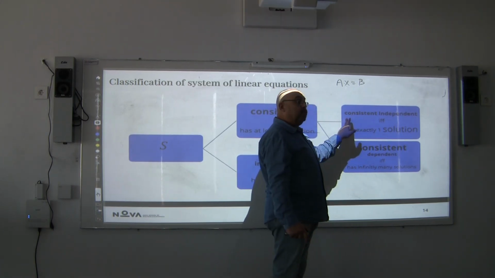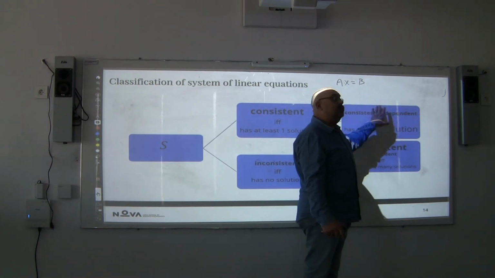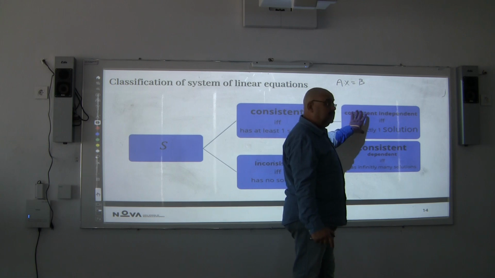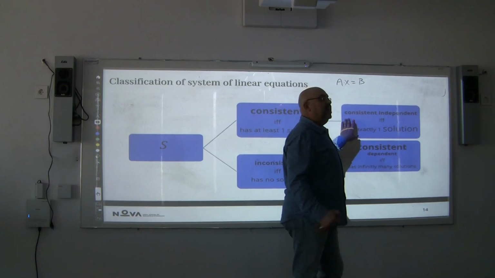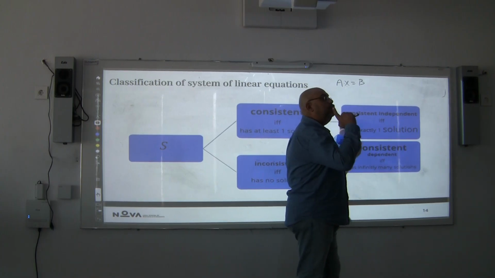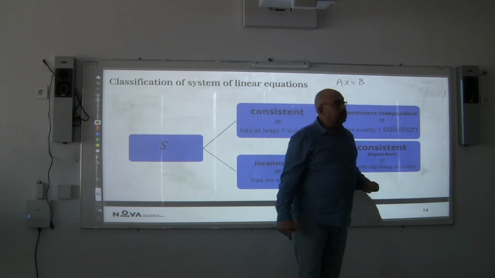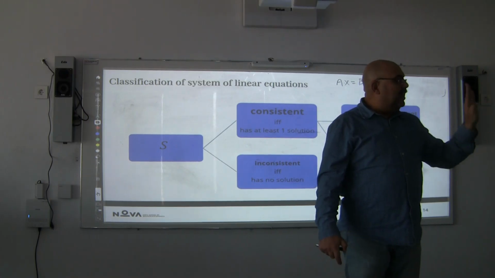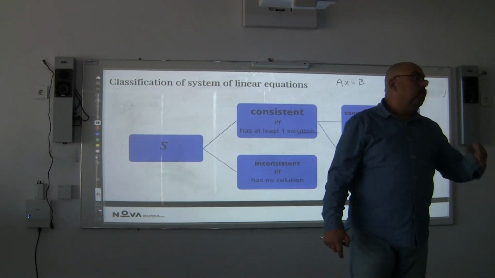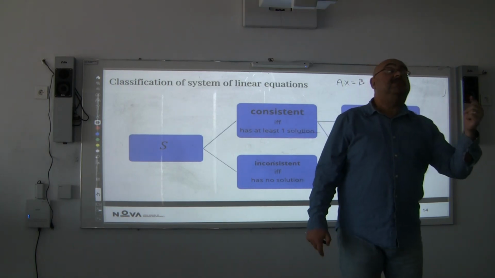One of them is called the independent solution. This happens for some systems when you have just one solution. We call it a unique solution. We say this system has a unique solution, with just one solution. It is the same as an independent solution. So only x1, x2, x3, x4 at these specified values will make the left hand side equal to the right hand side.